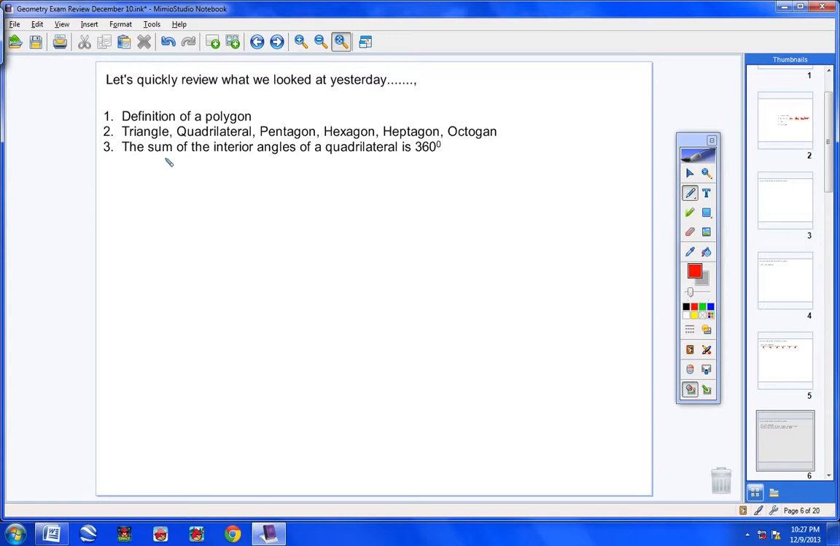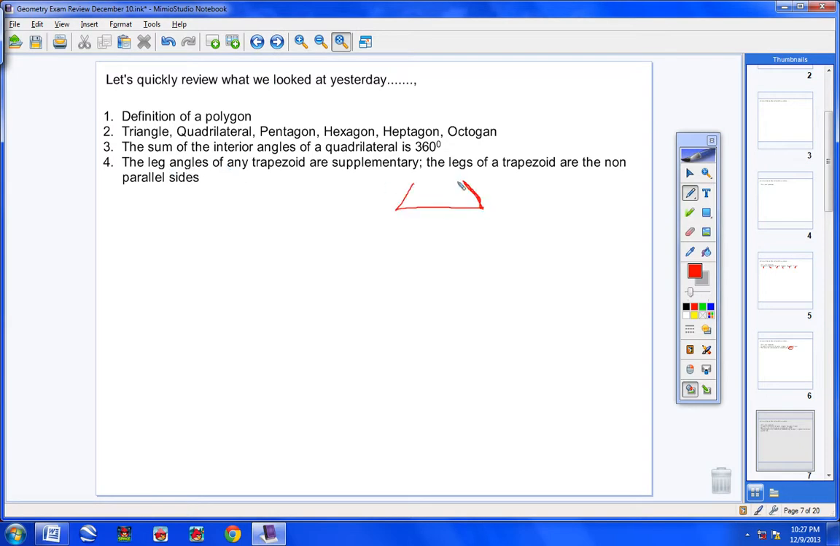You need to know that the sum of the interior angles of a quadrilateral is 360. You need to know the leg angles of a trapezoid. Here's a trapezoid right here. Not a very good trapezoid, but nonetheless, this is a leg, and this is a leg. So the leg angles of any trapezoid are supplementary, and the legs are the non-parallel sides. So this angle here and this angle here, they're supplementary. This angle here and this angle here, they're supplementary.